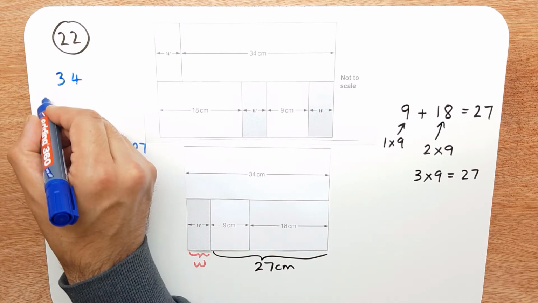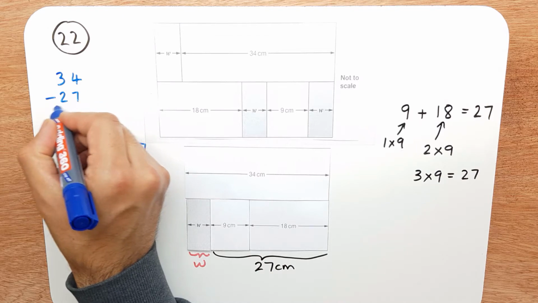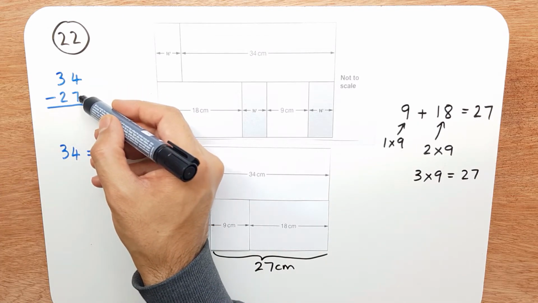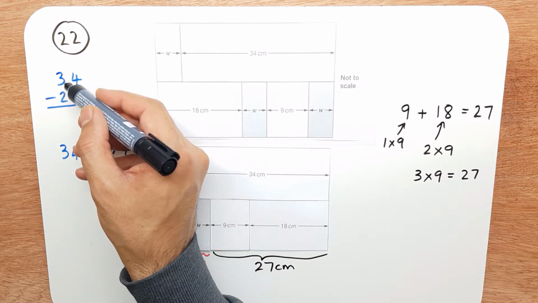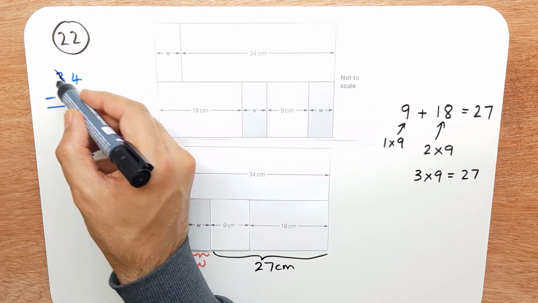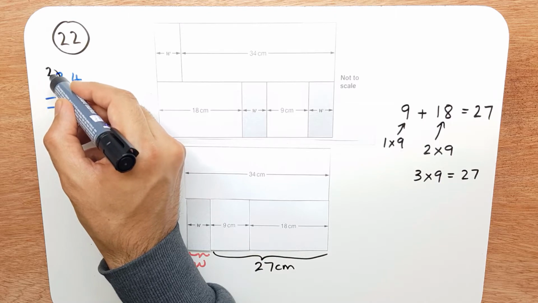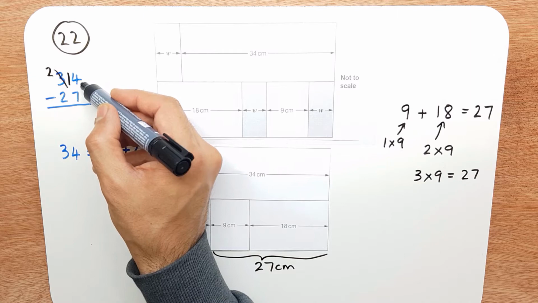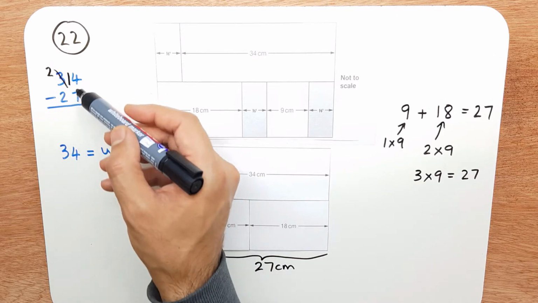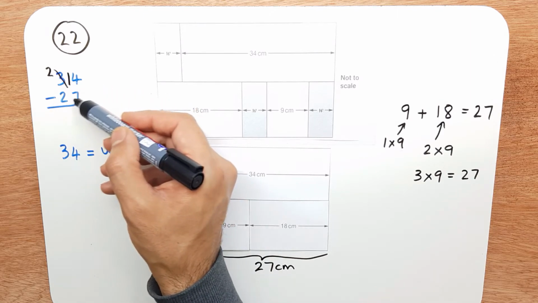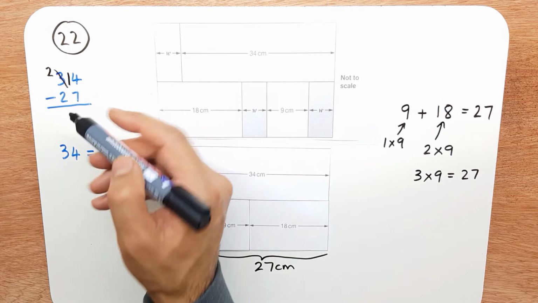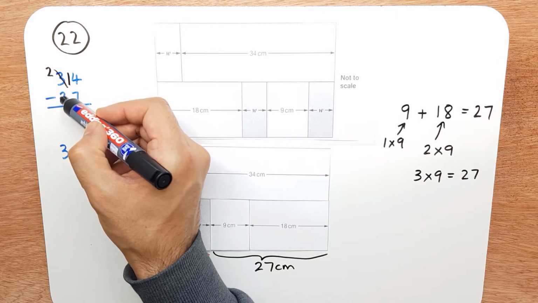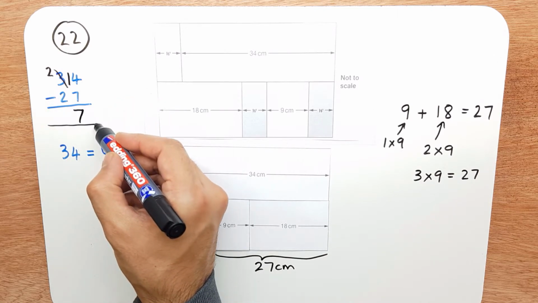34 take away 27. 4 take away 7 we can't do. So we go to the neighbour, cross the 3 out, that becomes 2. And the one we've borrowed turns this 4 into 14. Now it's 14 take away 7, and that's 7. And 2 take away 2 is nothing. So our answer is 7.